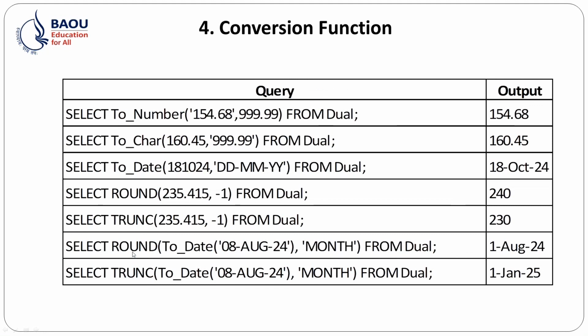Now the round function is used to display the date in this format. Now the truncate is used to display the date after truncating to the month. It is 1st Jan 25.